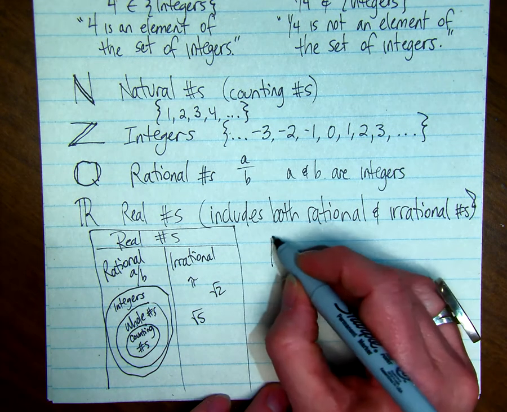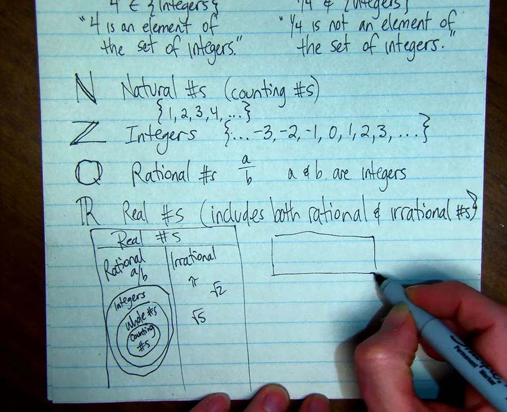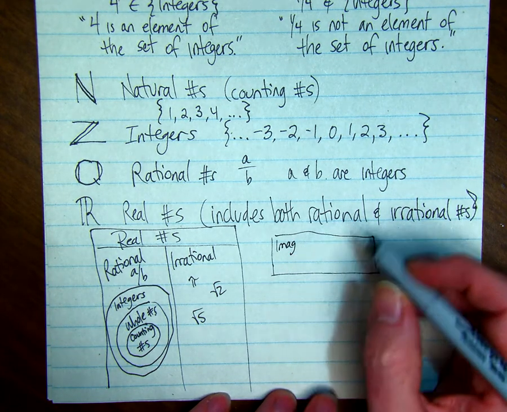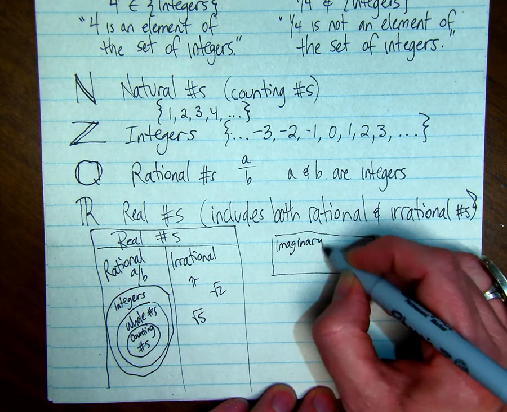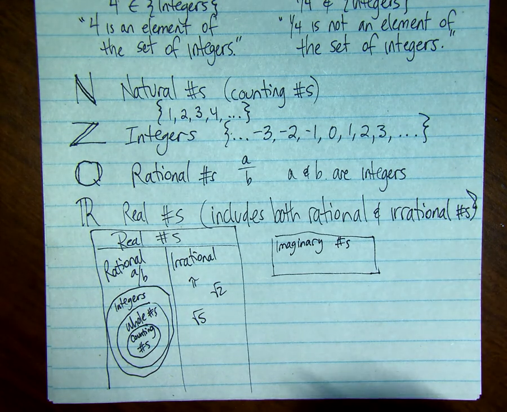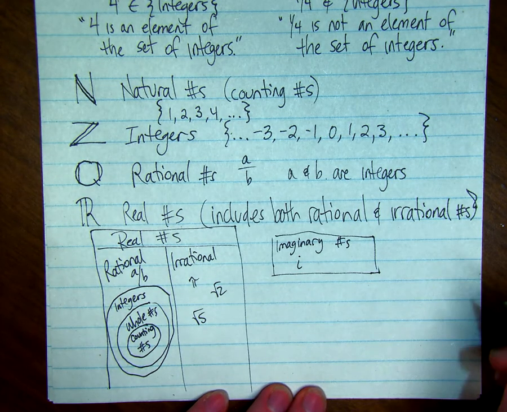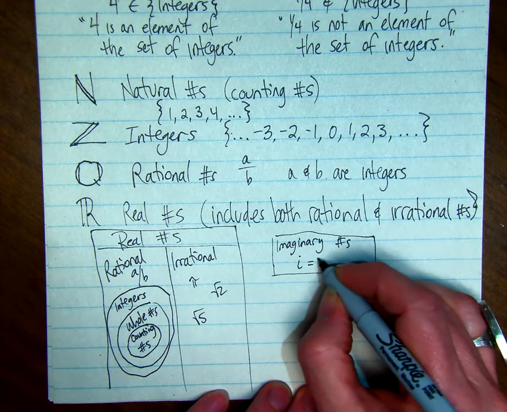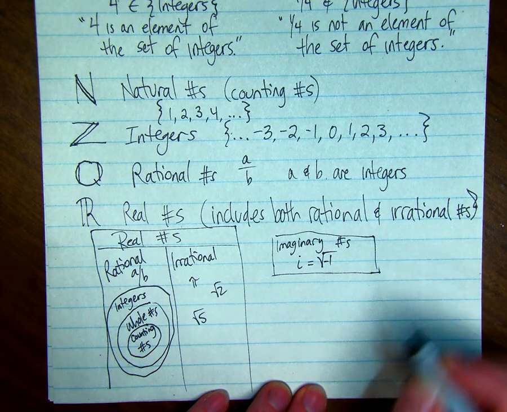We also have a set of imaginary numbers. These are not real, they are imaginary. And we use the letter i to indicate imaginary. That just means it's the square root of -1.